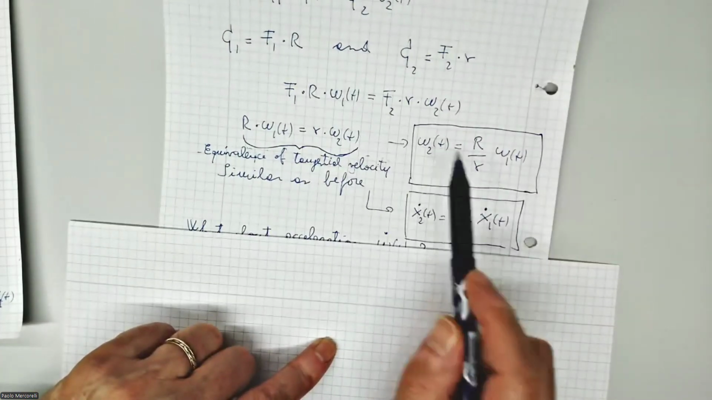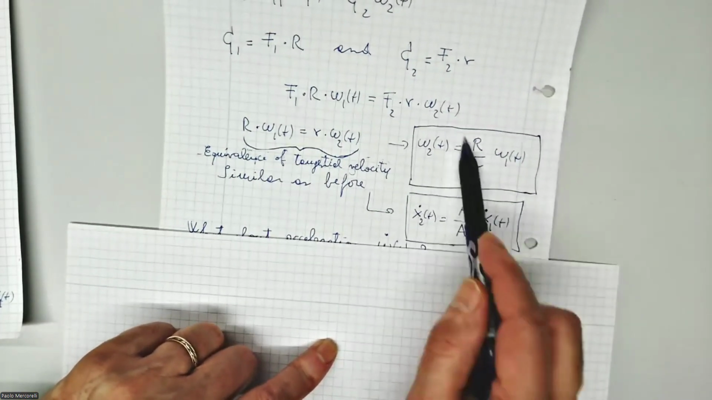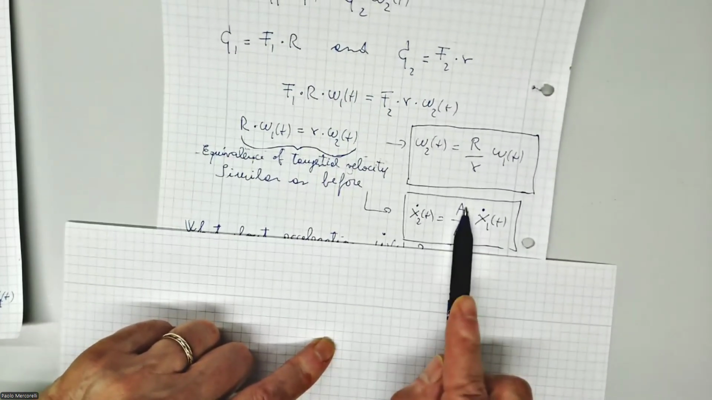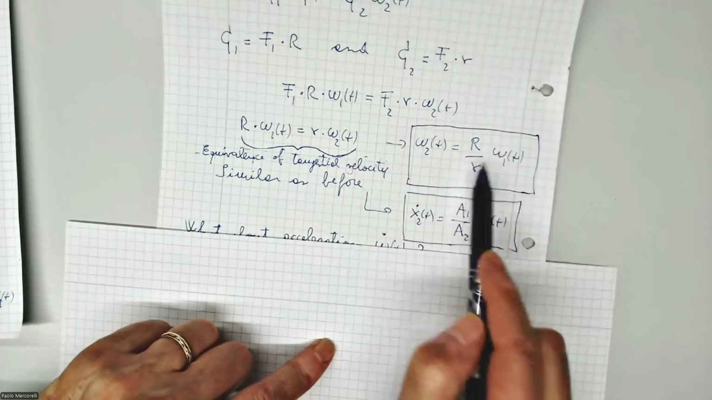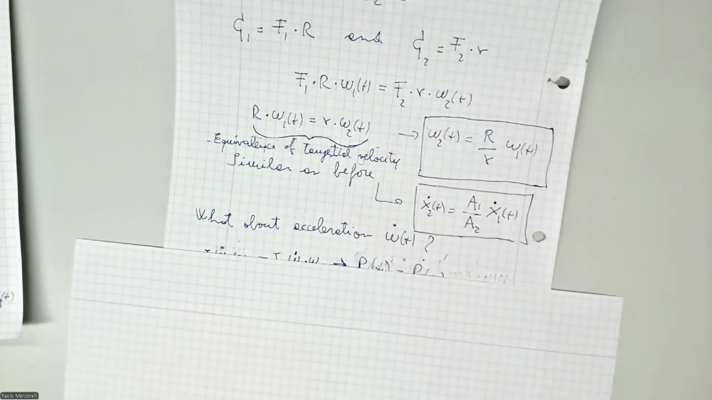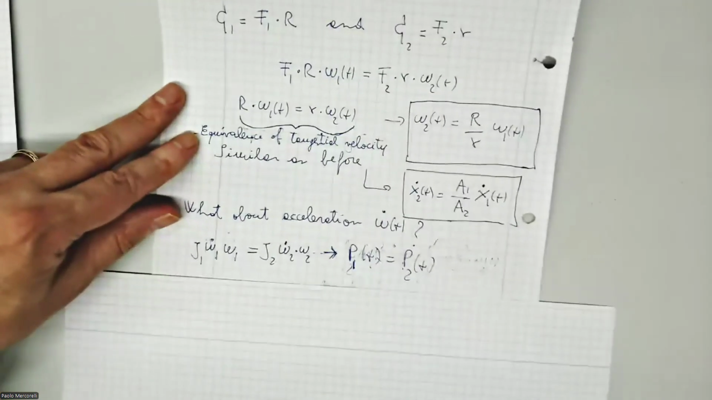It's similar to before, if you remember. Quite similar: large surface, small surface, large radius, small radius. Again, as before, what about the omega dot, the angular acceleration? Omega dot is the angular acceleration.